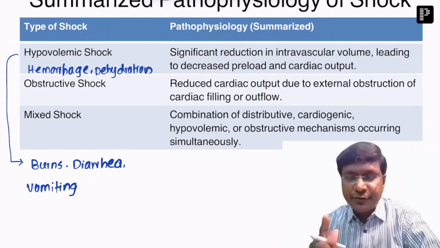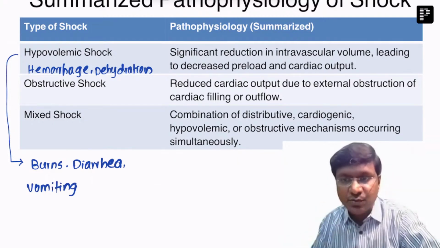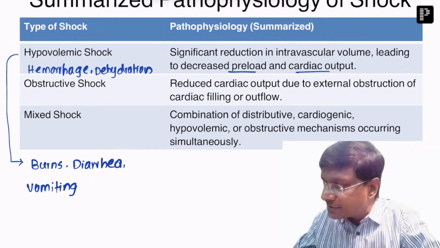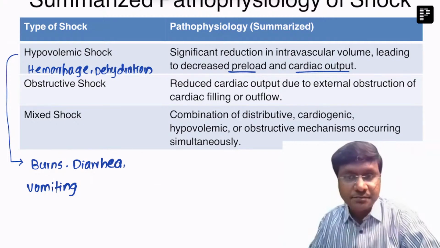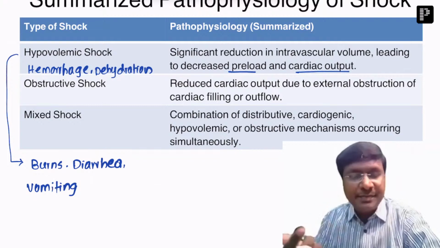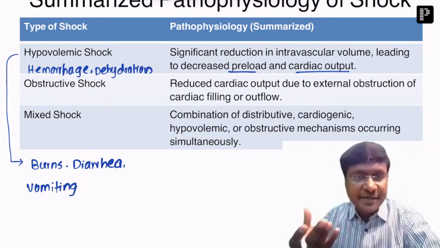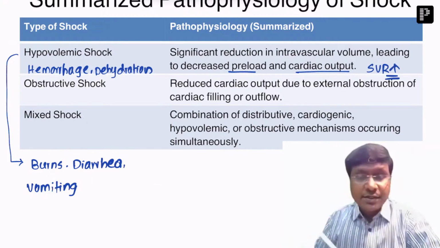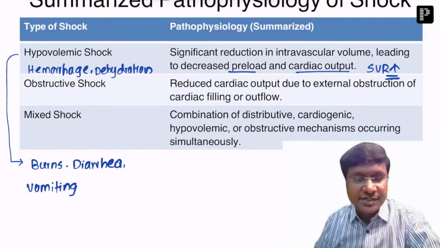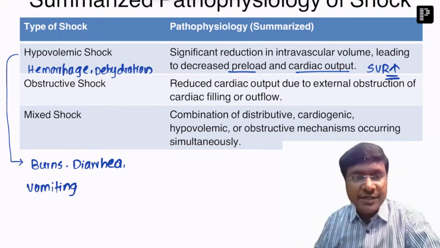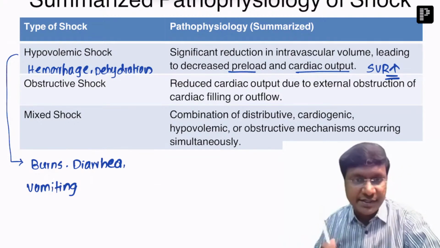So whenever there is hypovolemic shock, there is reduction in the intravascular volume. And this will lead to decrease in preload as well as decrease in cardiac output. Now, there is decreased preload, there is decreased cardiac output. So what is the compensation? In order to improve the blood pressure, the systemic vascular resistance increases. So in distributive shock, systemic vascular resistance is reduced. Cardiogenic shock, systemic vascular resistance is increased. Hypovolemic shock, systemic vascular resistance is increased. Now, coming to the obstructive shock.